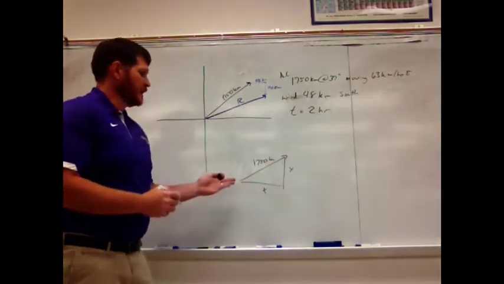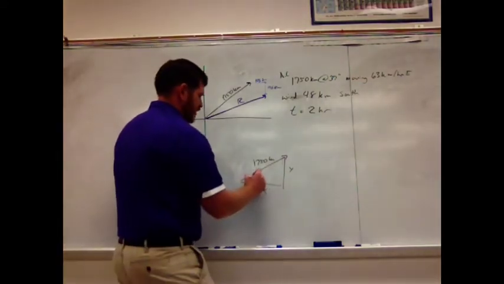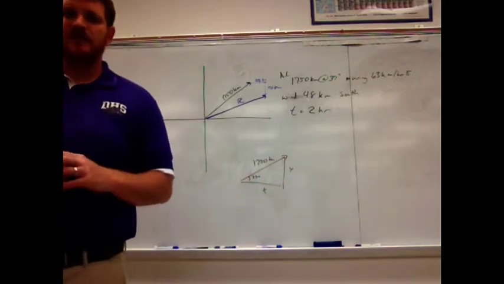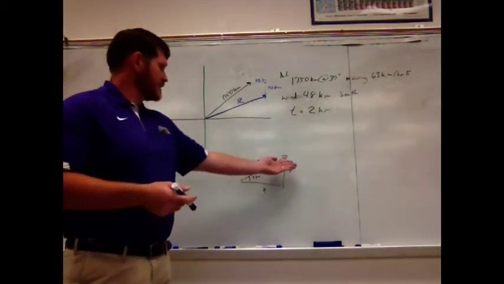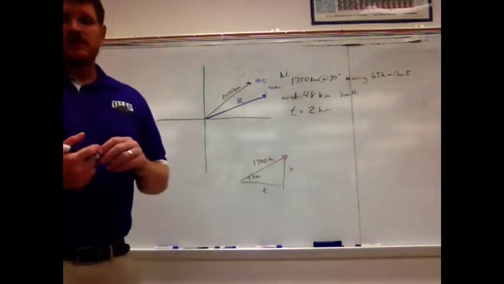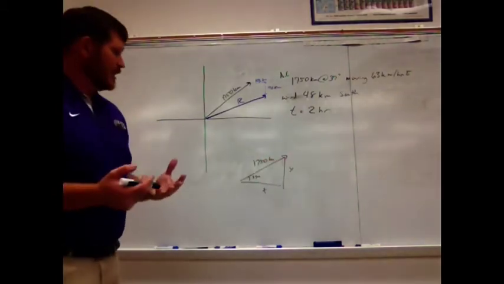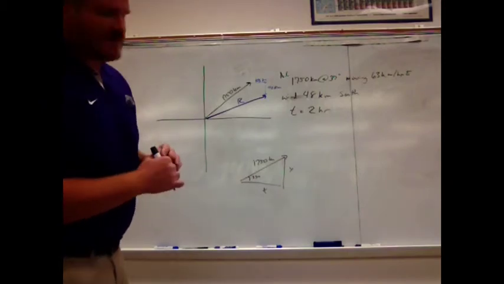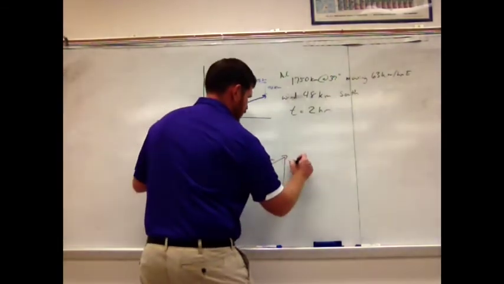Okay, I have a degree. My initial angle is 37. So I have an opposite, and my opposite is my sine. When I plug it in, my y value is going to be 1,053 kilometers.